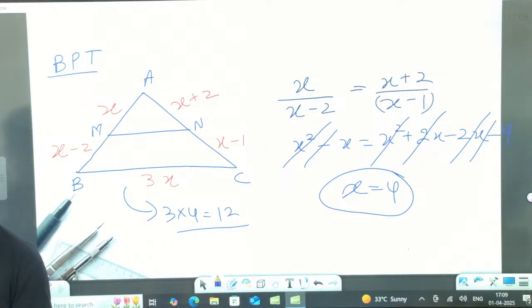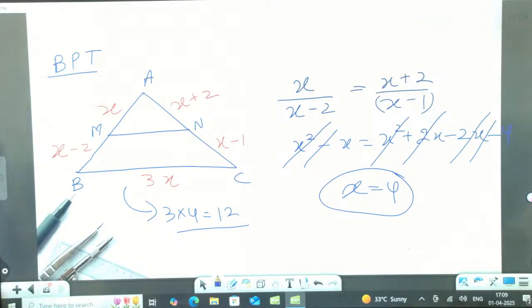Area of triangle PQR is 144 centimeter square. Find the area of triangle ABC.